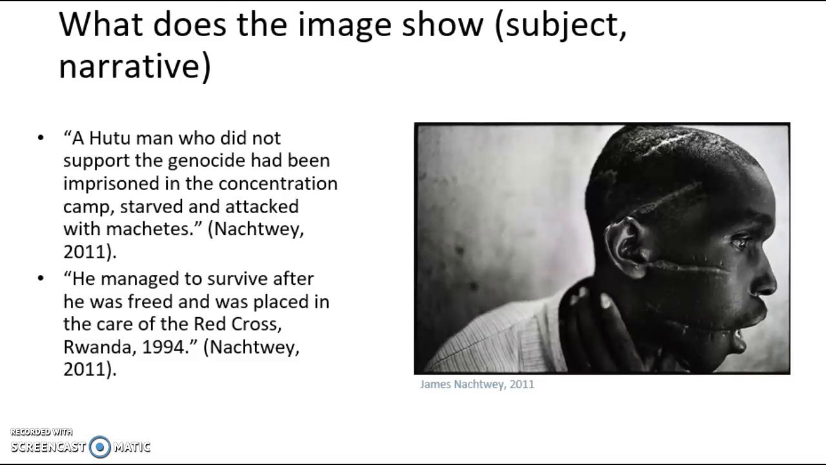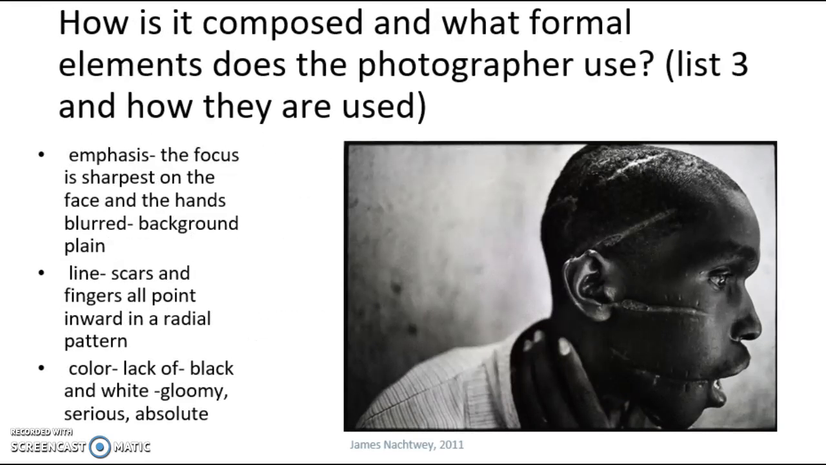What does the image show? According to Nachtwey, this is a Hutu man who did not support the genocide, had been imprisoned in a concentration camp, starved, and attacked with machetes. He managed to survive after he was freed and placed in care of the Red Cross in Rwanda in 1994, and that gave him the opportunity to capture this image.